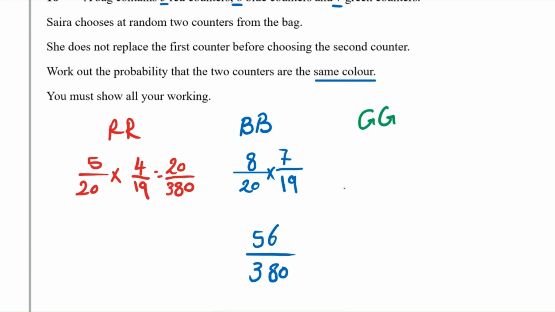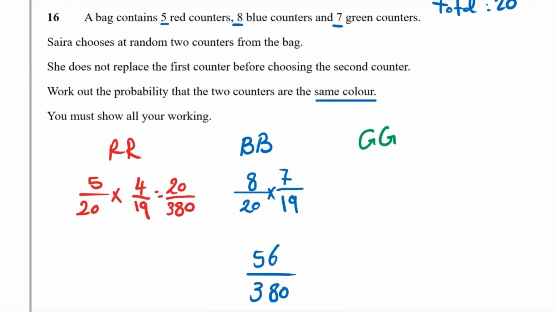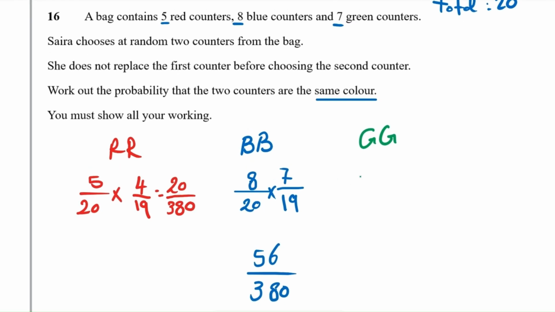And the last possibility is green. If the first one was green, green was 7, so the green counter would be 7 divided by 20, times 7 take away 1, so now we have 6 green divided by the total, which became 19. So 6 times 7 is 42, and 20 times 19 is 380.